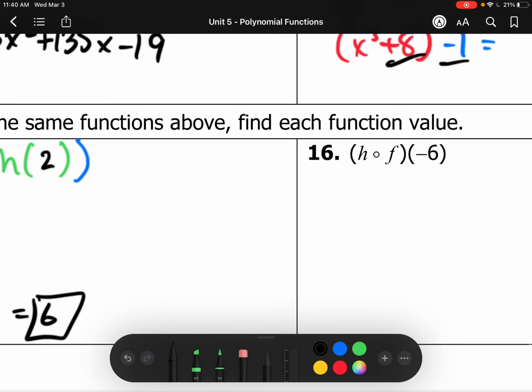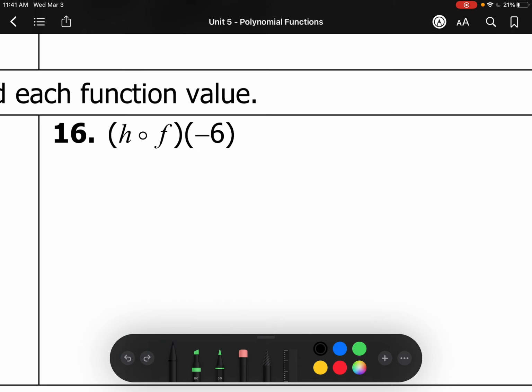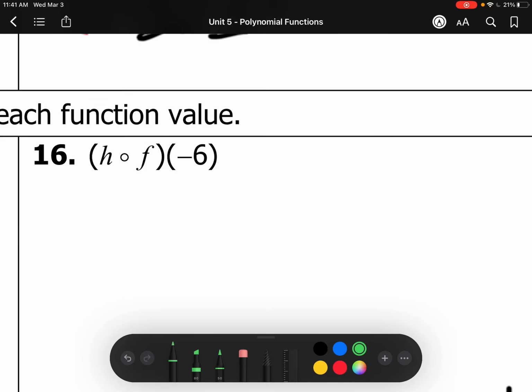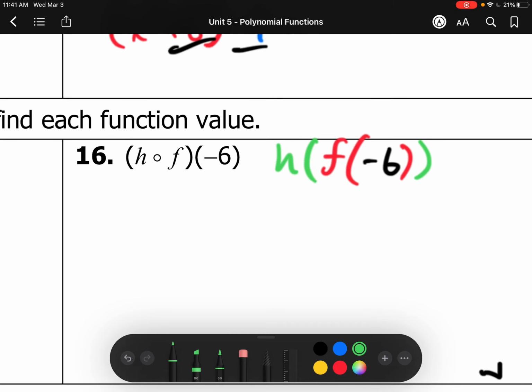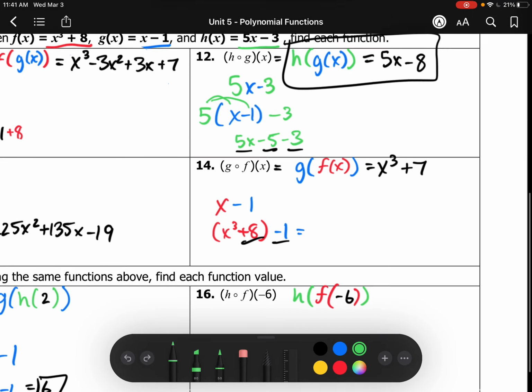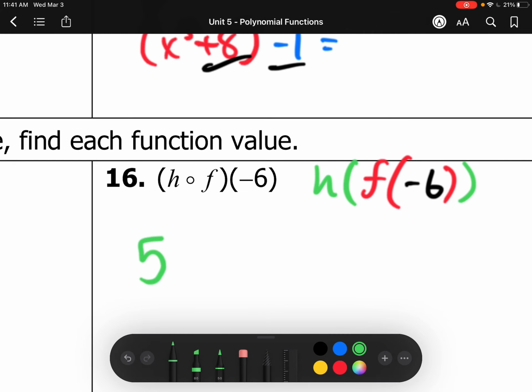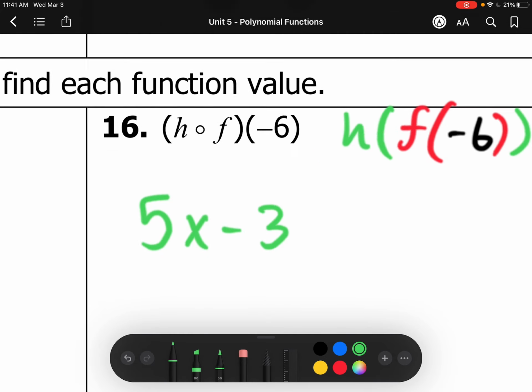And I'm going to do it in this format that we just did right now. So I have h of f of negative 6. h is in green. So I'm going to take the whole function and write out function h first, because that's our leading function. So 5x minus 3.